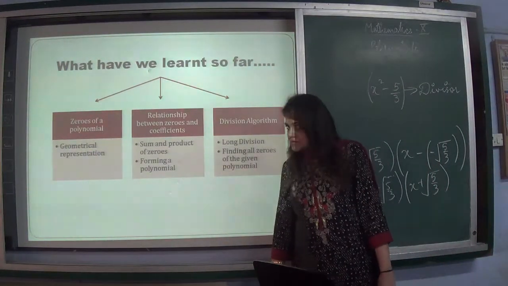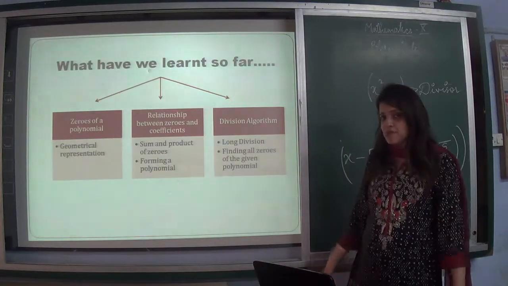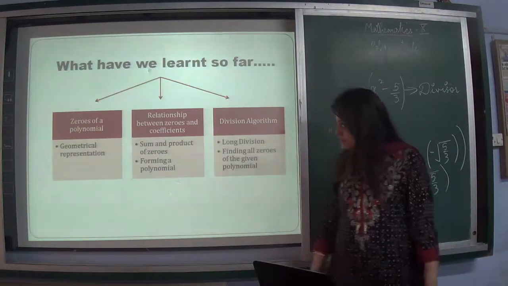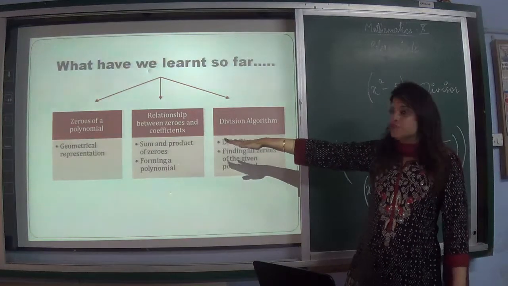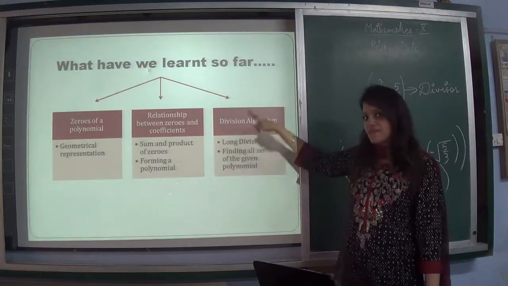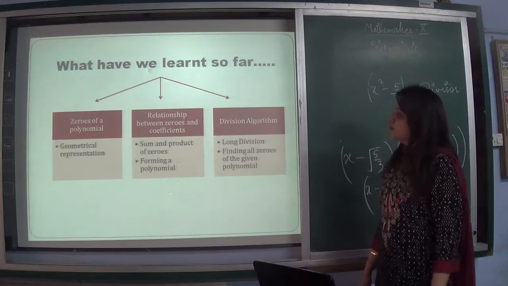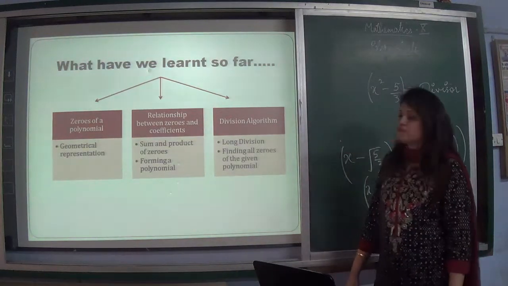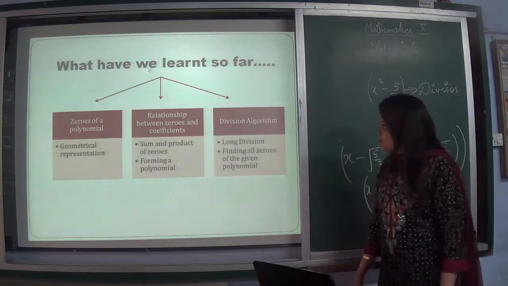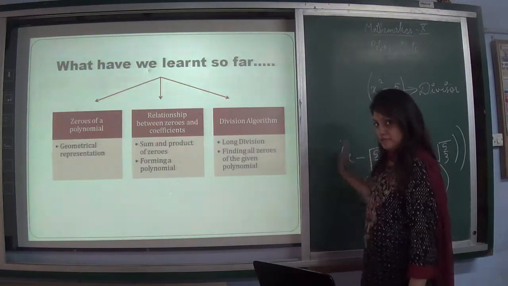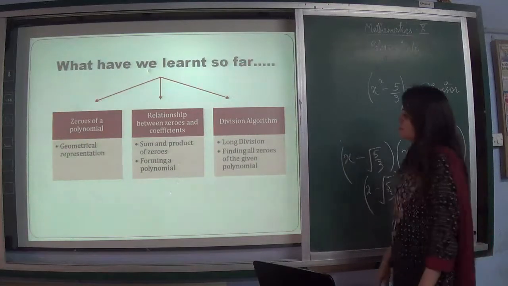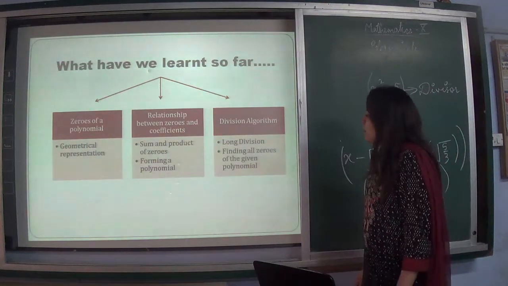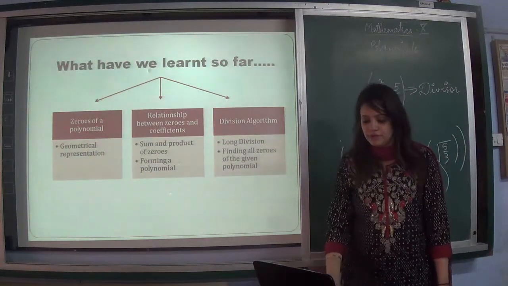Zeros of a polynomial, when we did zeros of a polynomial, so this is nothing but a mind map, a concept map, wherein we are going to map all that we've studied together. That is, zeros of a polynomial, we did the geometrical representation. Remember the graphs that we made? Then, relationship between zeros and coefficients, wherein we did sum and product of zeros, and we formed a polynomial using them. Then, in the division algorithm that we just did, you can see the traces here. Long division and finding all zeros of the given polynomial.